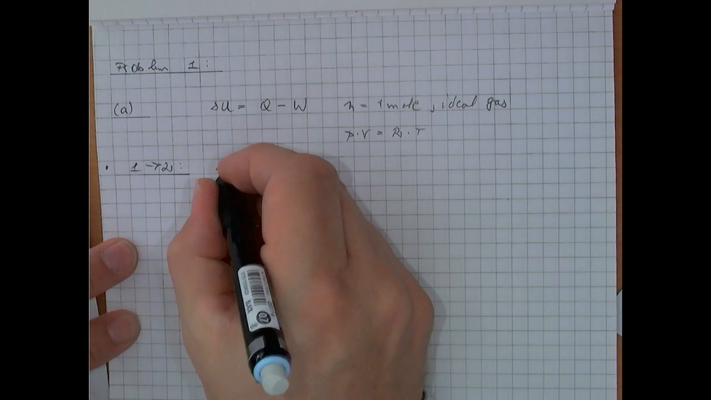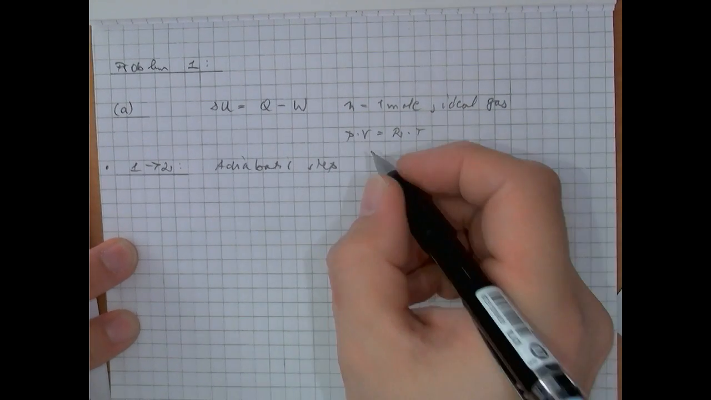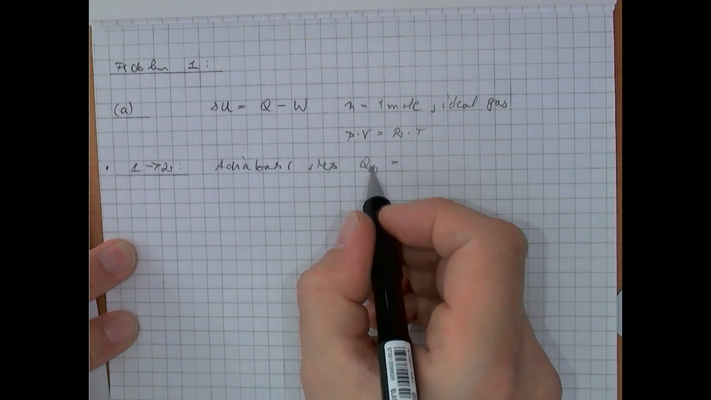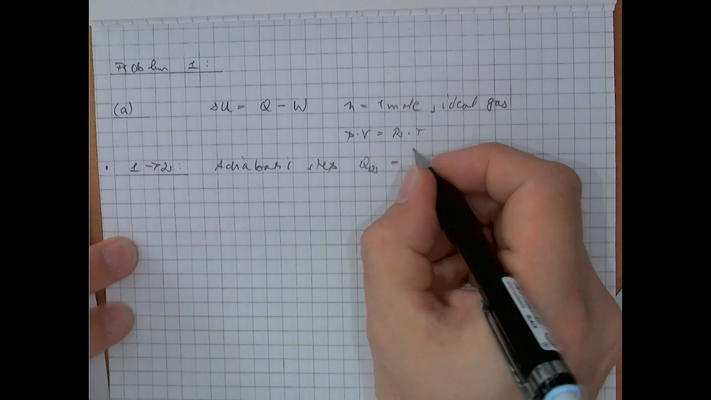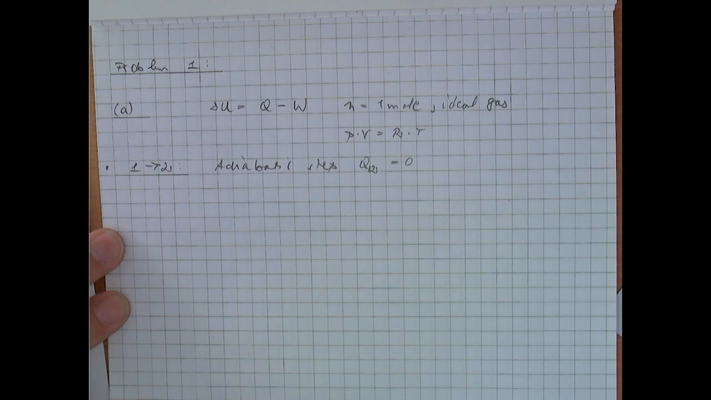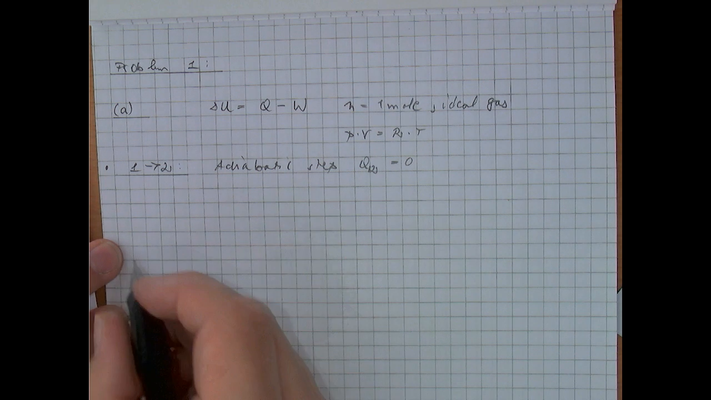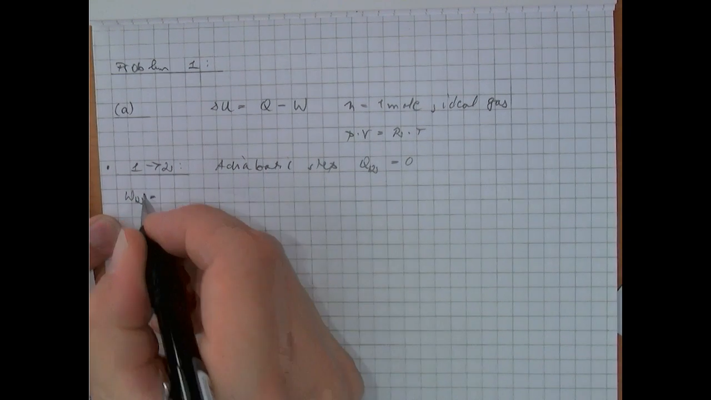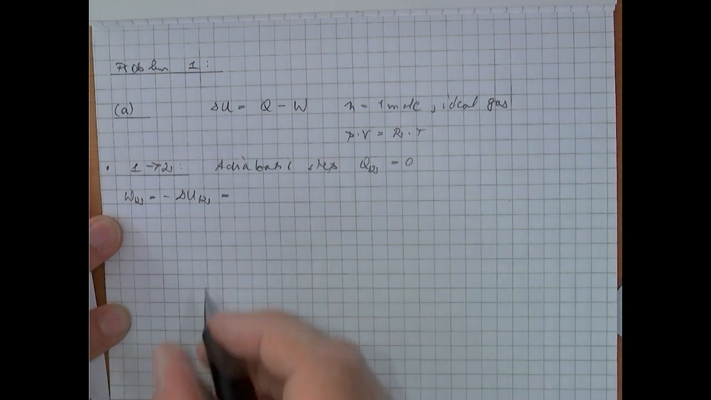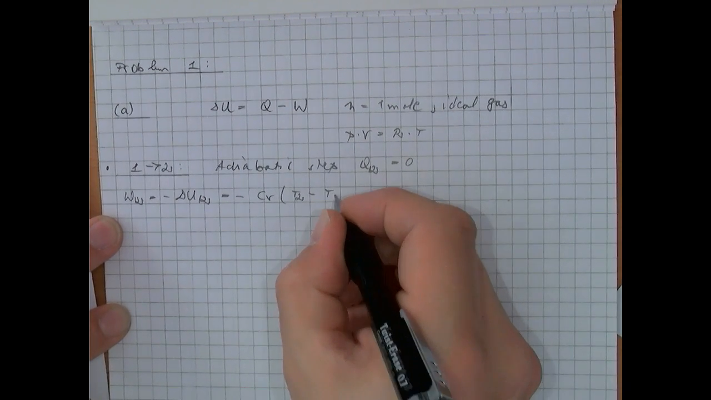Since it's an adiabatic step, the heat is equal to 0. Q12, so I denote the step from 1 to 2, is equal to 0. That immediately allows us to relate the internal energy change and work. So therefore work W12 equals minus delta U12, but in an adiabatic step that equals minus Cv times (T2 minus T1).